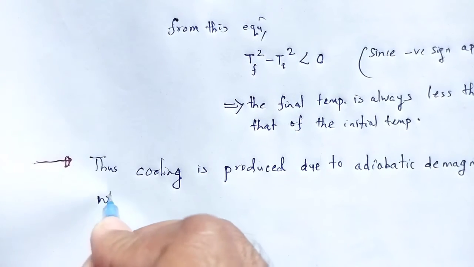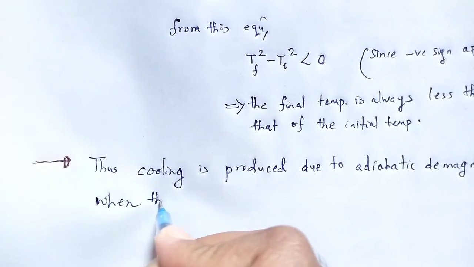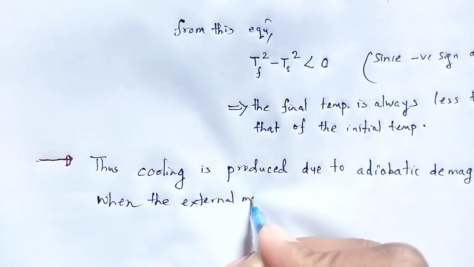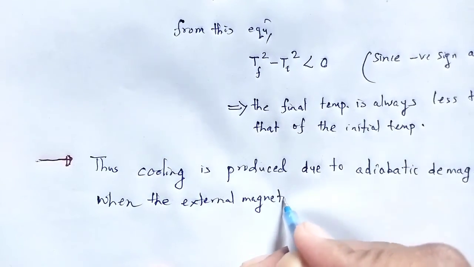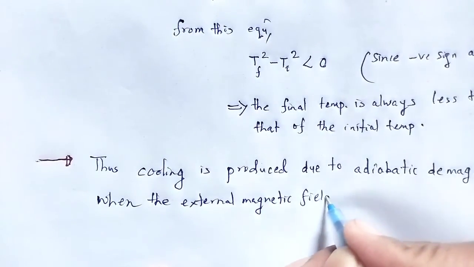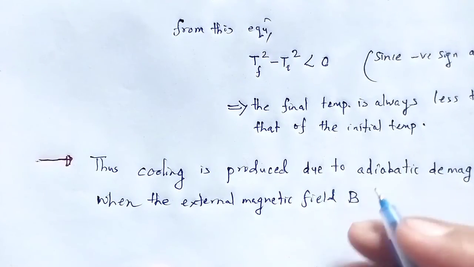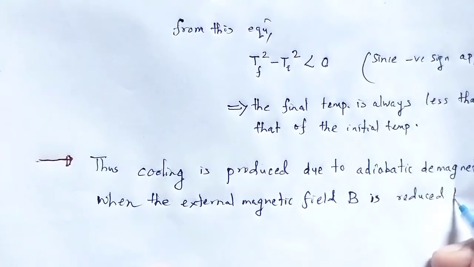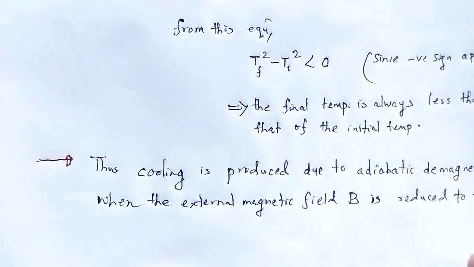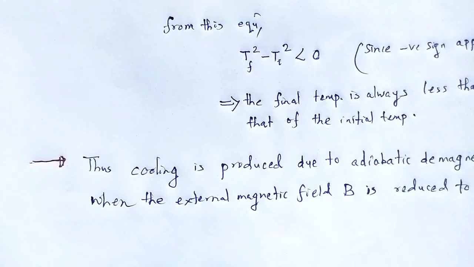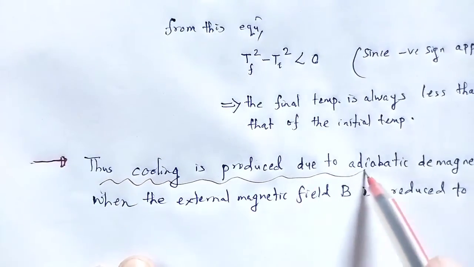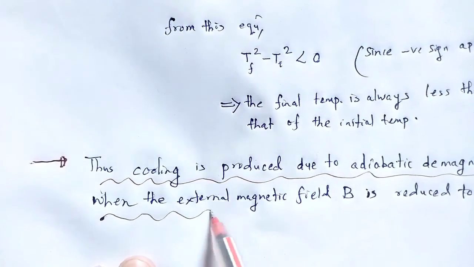When the external magnetic field B is reduced to 0, it means we demagnetize that particular magnetic material. That is why the cooling is produced due to adiabatic demagnetization.